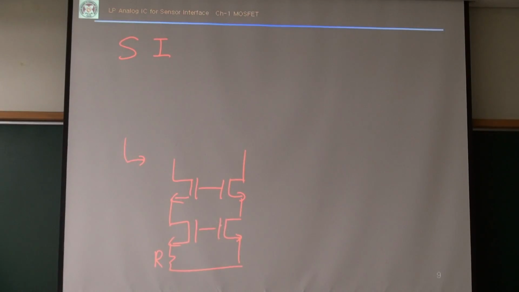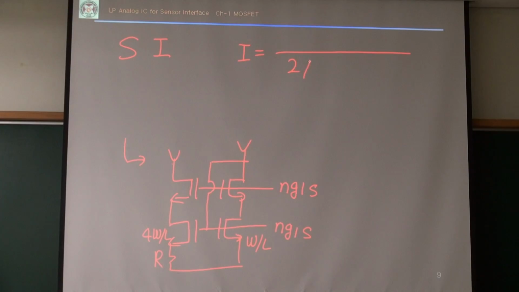NG1, NG2. We put some S here because this is a strong inversion. My diode will be connected like that. So here you can find the current I. This is W over L, this is 4W over L, right? Current I will be 2 over mu Cox W over L R squared, something like that.